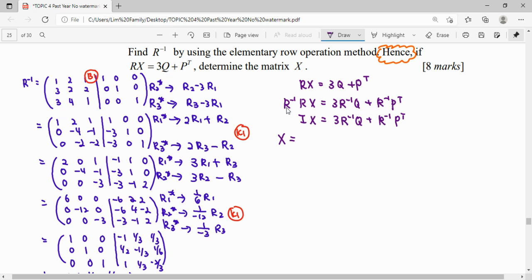So matrix X can be obtained by timing 3 inverse of R with matrix Q plus timing the R inverse with matrix P transpose. So we plug in our answer of R inverse.